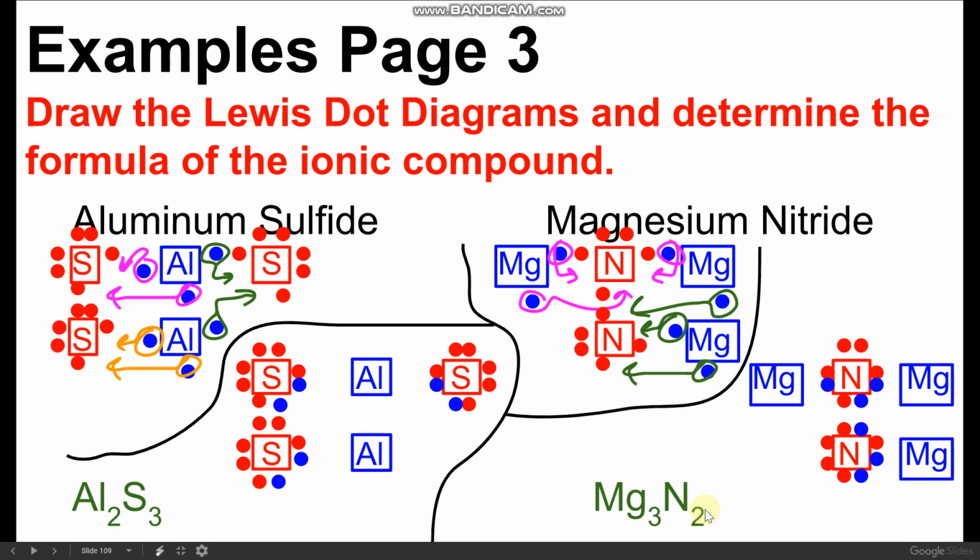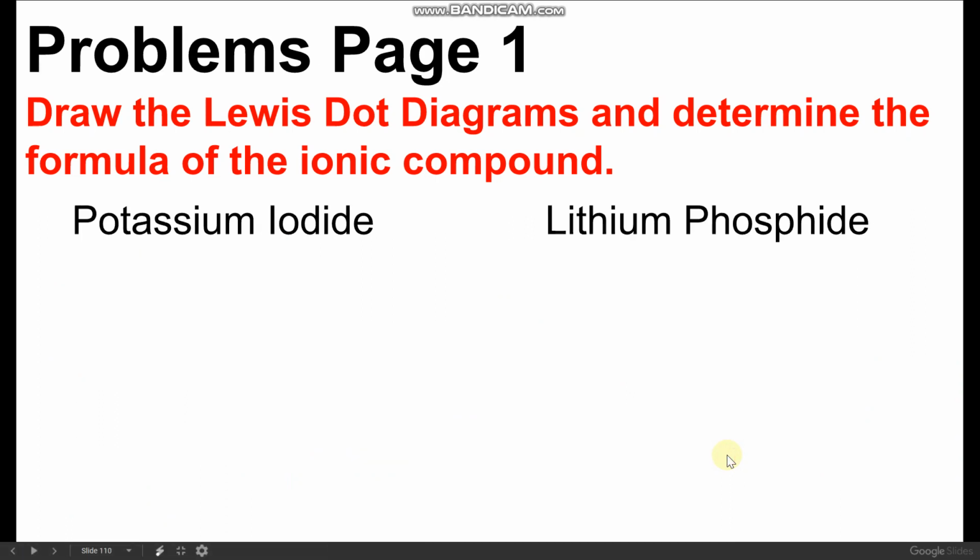Hopefully this makes sense. If you have any questions, feel free to reach out to me or Ms. Buckle. Go ahead and work through the practice problems, follow the steps that we just went through, right? Draw the Lewis dot diagrams, figure out where the electrons are going to move to, and then write out the chemical formula. Okay, thanks.